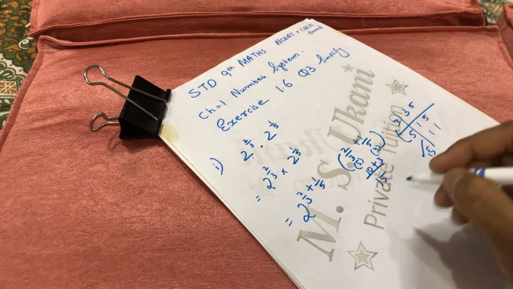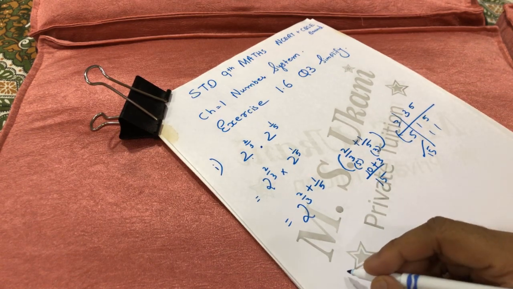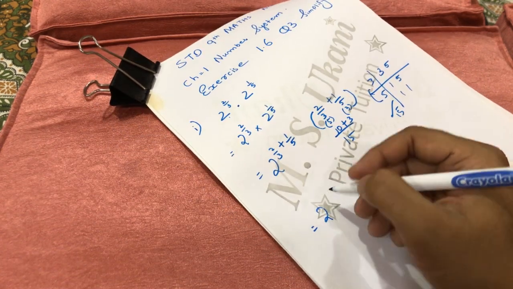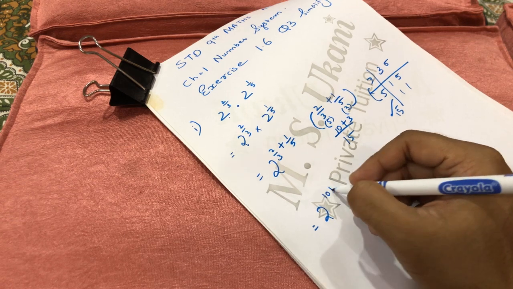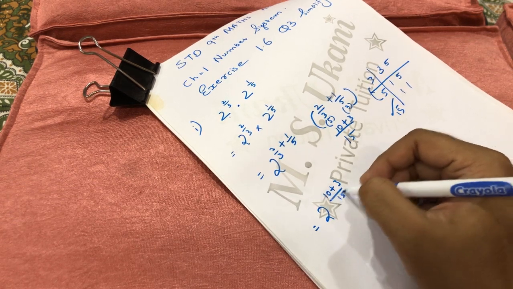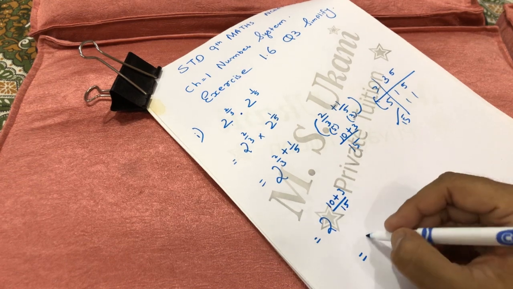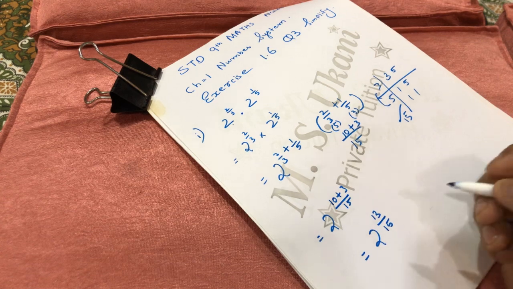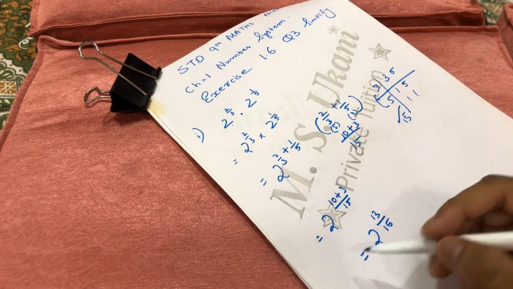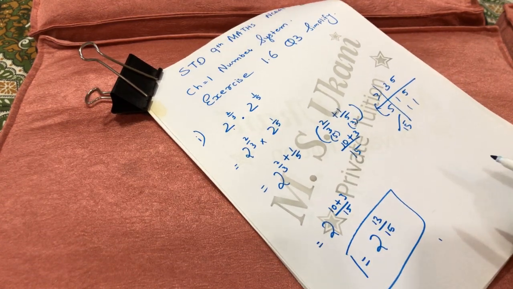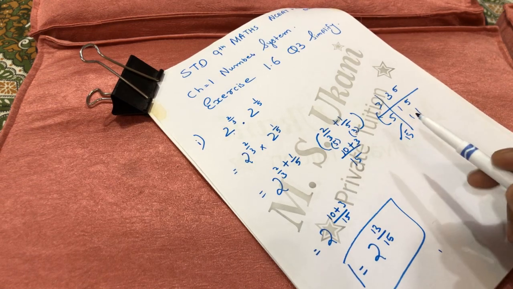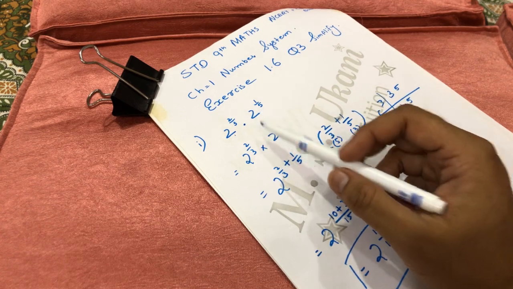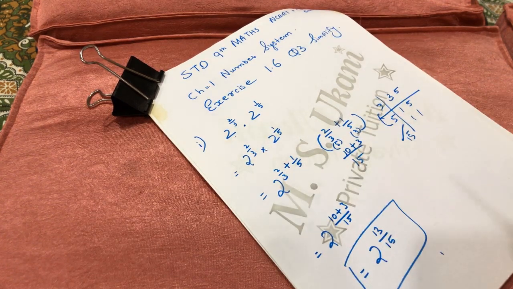So here we will write 2 raised to 10 plus 3 upon 15. So our answer will be 2 raised to 13 upon 15. This is our final answer. So here we took the LCM for the powers, and when the bases are the same and the multiplication sign is there, the powers will be added.